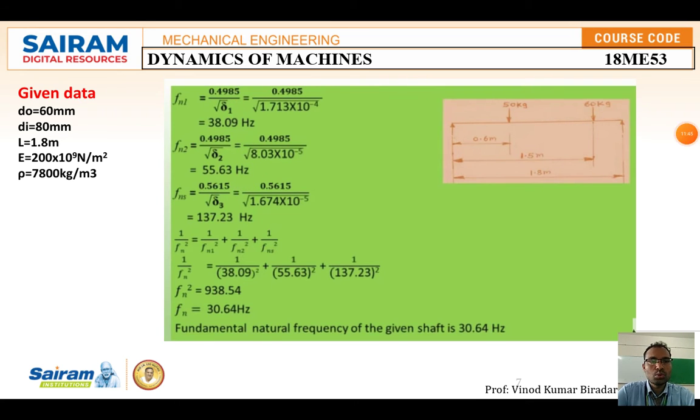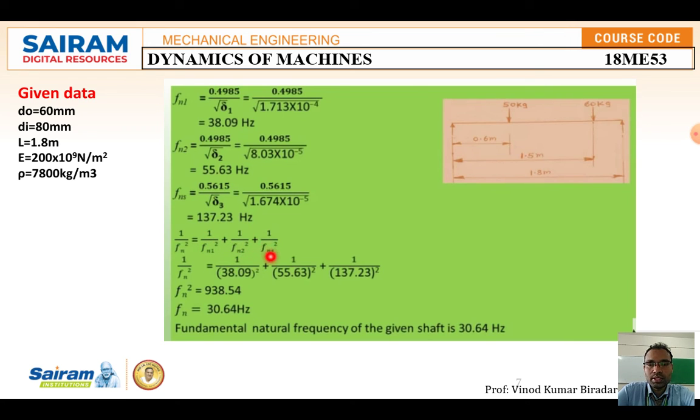So this is about finding the natural frequency of the individual element, but we want the overall natural frequency, that is the total natural frequency acting on that particular element, that particular hollow cylinder. The formula we have: 1 by f of n whole square is equal to 1 by f of n1 whole square plus 1 by f of n2 square plus 1 by f of ns whole square. If one more force is acting, you can add it here. So we have all the values, f of n1, f of n2, f of ns self weighted.